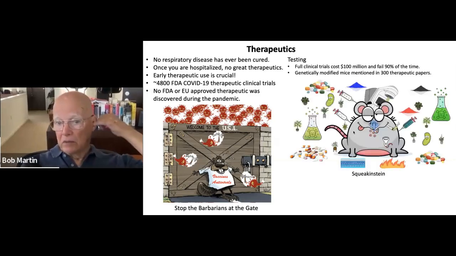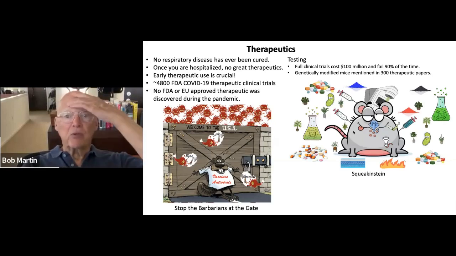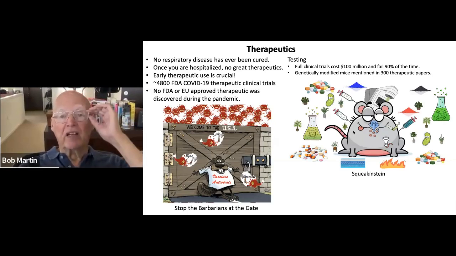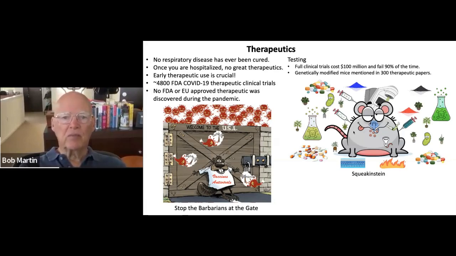Mice, oh, those poor mice. They were genetically modified a couple of times. One, to have the ACE2 receptor that allows the virus to enter. And then there was another one on the thing that cleaves it. And anything you could imagine to a mouse was done.